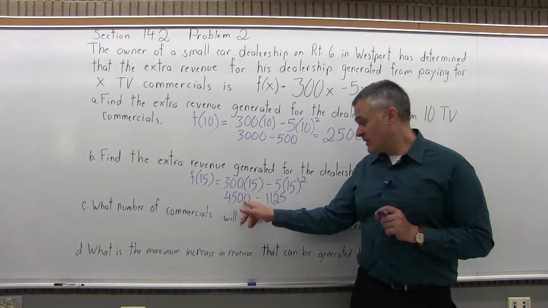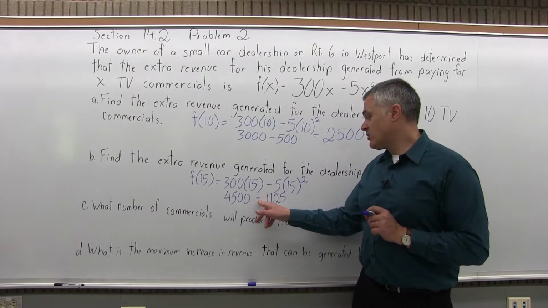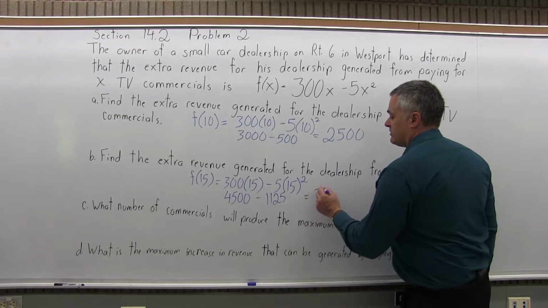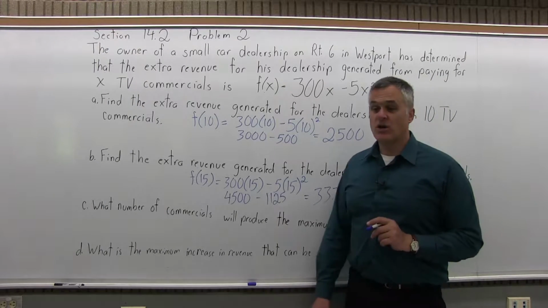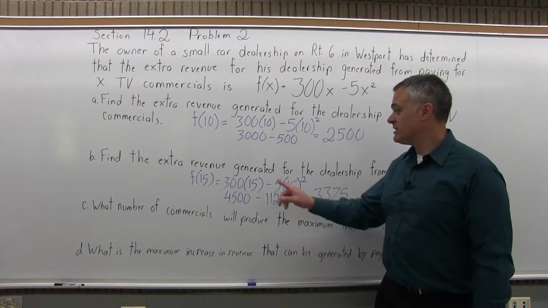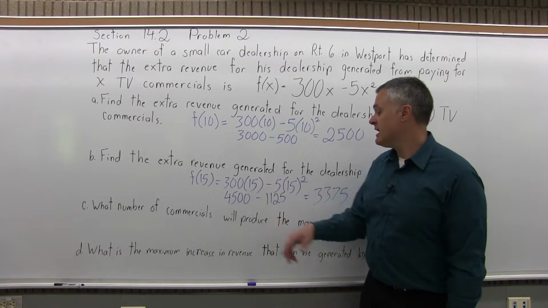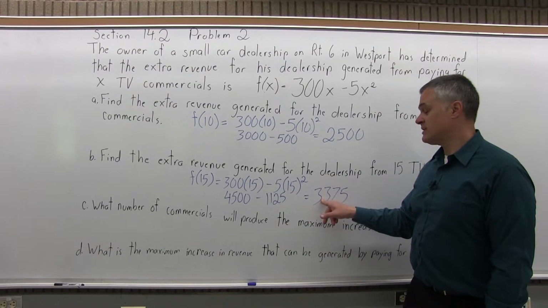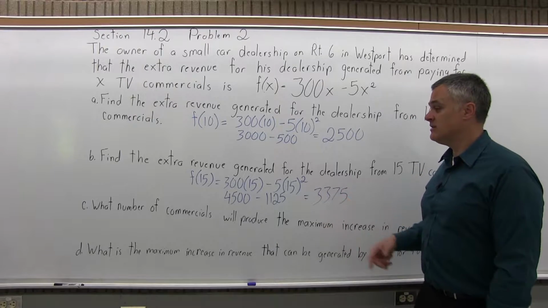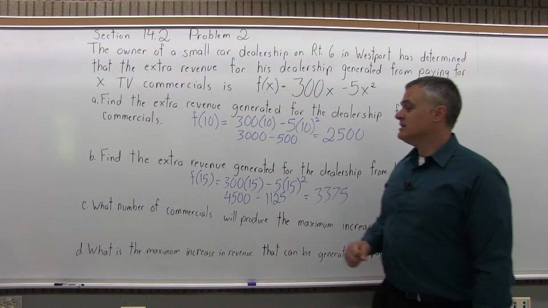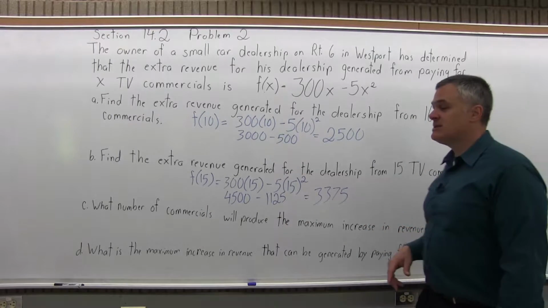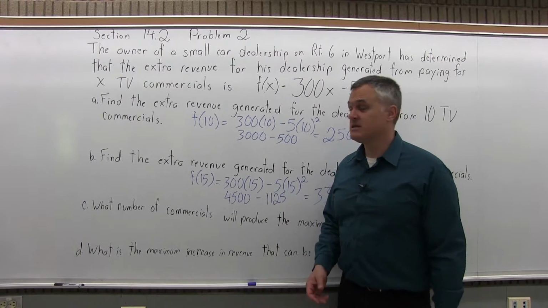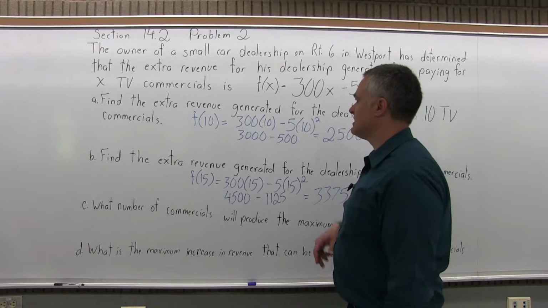And now you can do 4,500 minus 1,125 comes out to 3,375. So if the owner of the dealership is willing to pay for 15 TV commercials, that will generate an extra revenue of $3,375 for the dealership. C says, what number of commercials will produce the maximum increase in revenue? So what we want to do is maximize this function. What value of x will maximize the function?